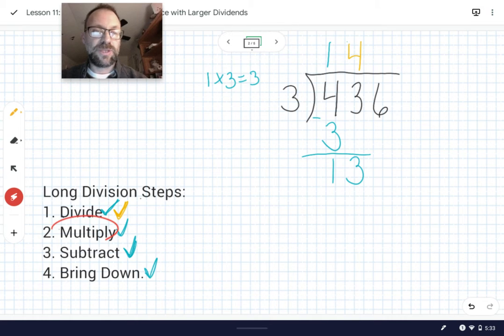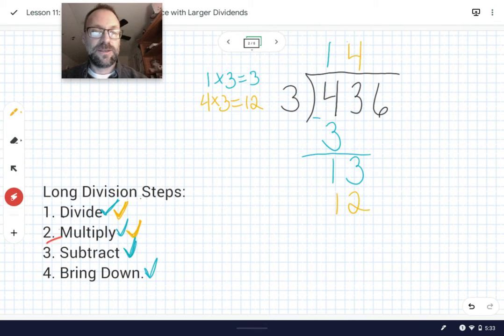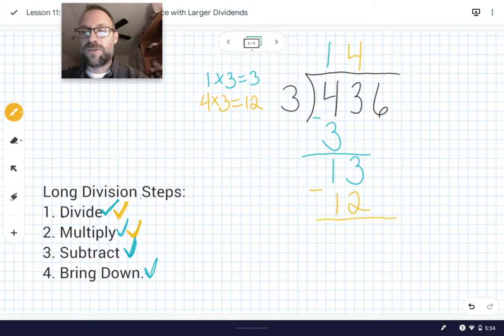Now on to multiplication. We're going to multiply the 4 groups times the 3 in each group to get 12 in all. We'll write that 12 underneath the 13, making sure our digits are lined up. That's our multiplication step. Now we subtract. So let's subtract 13 minus 12. Get 1. That takes care of our second subtraction step.